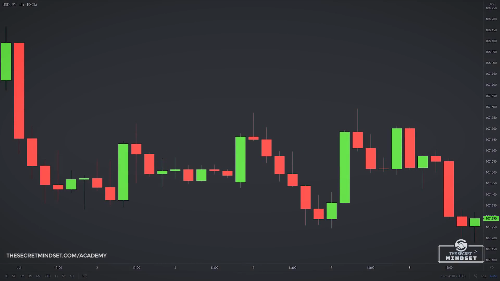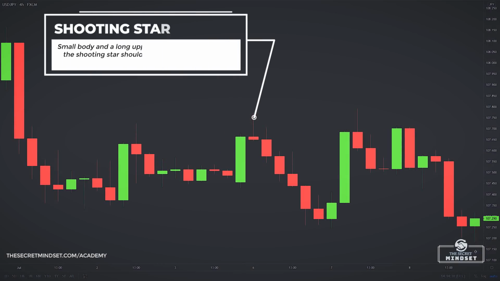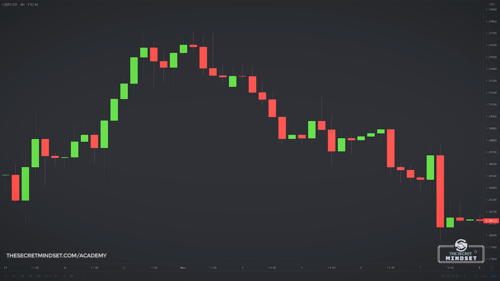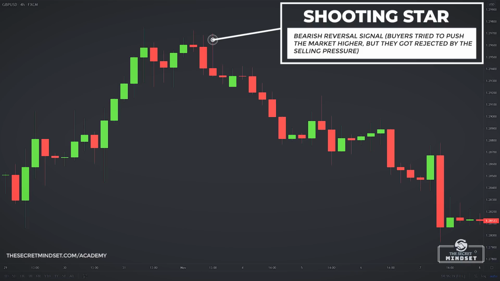The shooting star formation is formed when the open, low and close are roughly the same price. This candle is characterized by a small body and a long upper shadow. It's basically the bearish version of the hammer. Very important, the shadow of the shooting star should be twice the length of the real body. This example shows a perfect shooting star with a really small body and a long upper shadow.